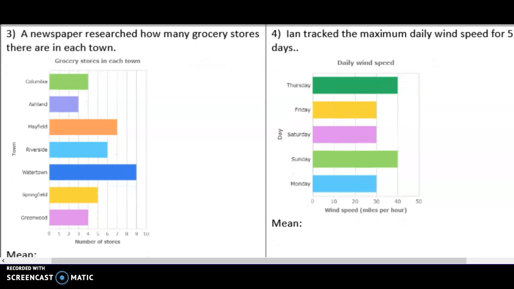This one is on kind of a bar graph here. So we want to figure out what is the average number of grocery stores in each town. So what we need to do is first figure out what our numbers are. So in Columbia, that one had 4 stores. If you look to the bar down here, it was at the 4th store. Okay, Ashland had 3 stores. Mayfield had 7. Riverside had 6. Watertown had 9. Springfield had 5. And Glenwood had 4. So that's going to be our data set.